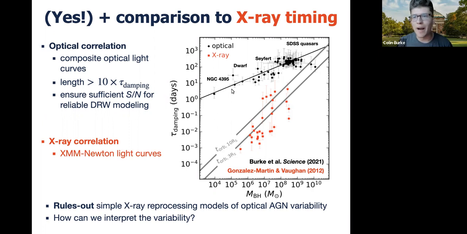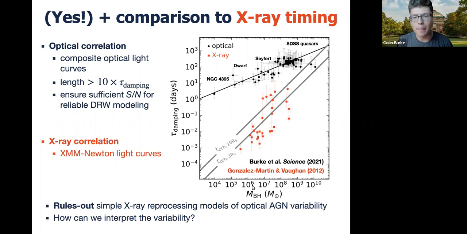So we did this by combining a large sample of light curves. So NGC 4395 is there. We used some dwarf AGNs in the literature, a sample of Seyfert galaxies, and then SDSS quasars to get the full dynamic range of black hole masses to try to build out this relation. In contrast, the slope, the power law, is different when you compare it to the X-ray work that's been done from a previous paper.